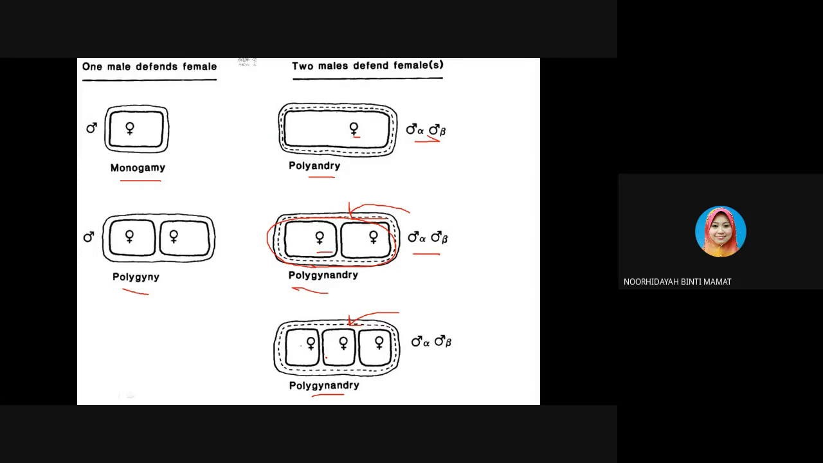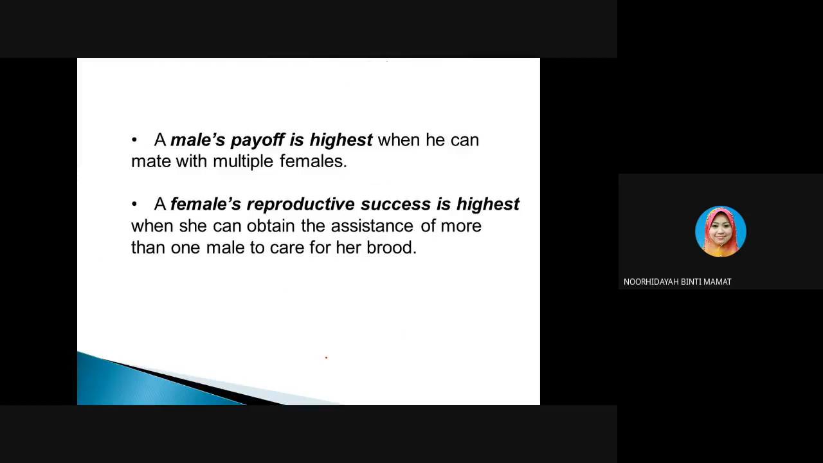So a male's payoff is highest when he can mate with multiple females. And a female's reproductive success is highest when she can obtain the assistance of more than one male to care for her brood. So in this polygynandry mating system, both sexes will get the benefit.